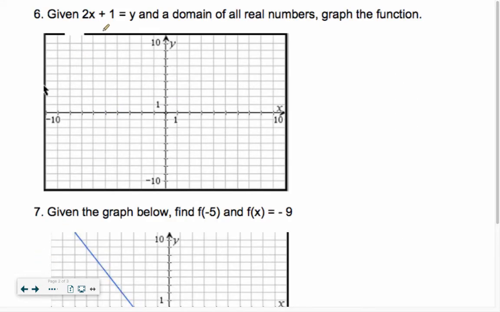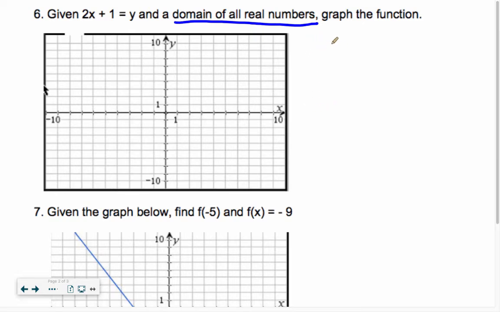All right, given 2x plus 1 equals y and a domain of all real numbers, graph the function. Okay, so the domain is all real numbers. This means that I could plug in anything for x and it would work for this equation. Now this is nice because the y is by itself. So my graph goes from -10 to 10, both left and right and bottom to top.